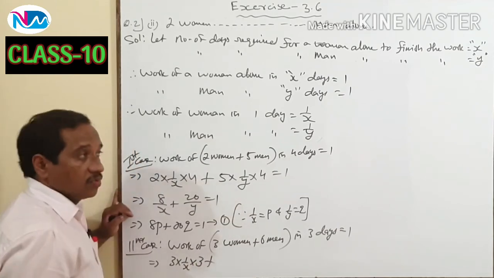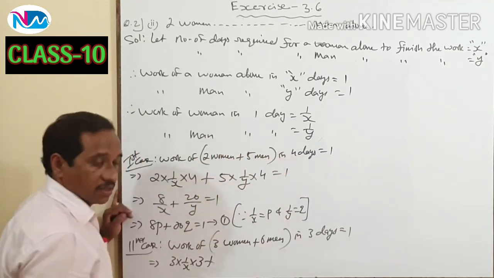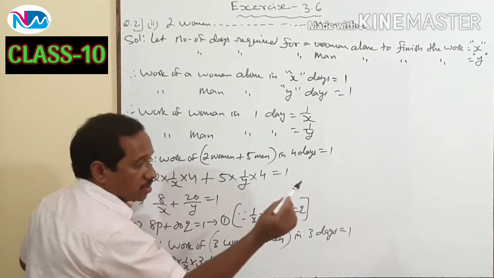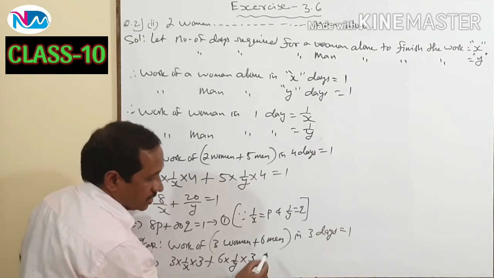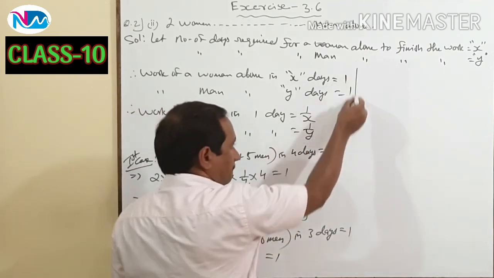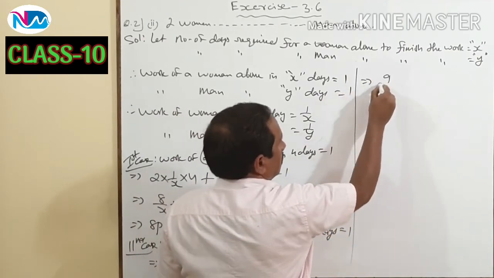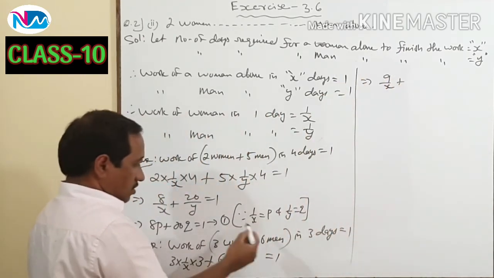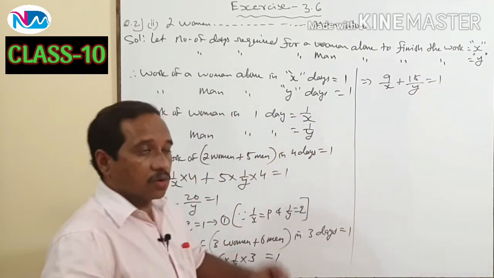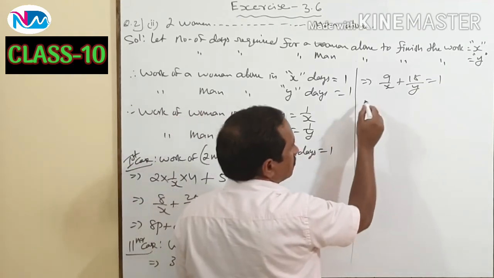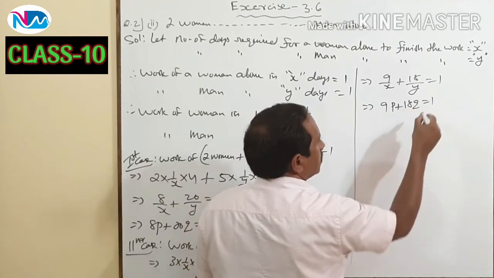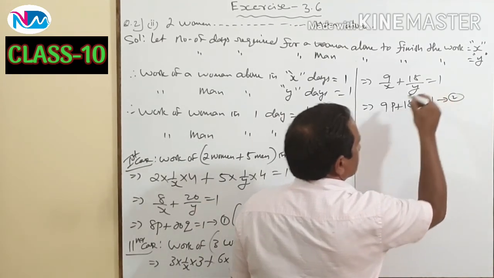Therefore, work of 6 men will be 6 into 1 by y into, for 3 days we multiply by 3, that is also equal to 1, and we get 3 into 3, 9 by x, plus 6 into 3, 18 by y, is equal to 1. Here also I give a substitution for 1 by x and 1 by y. So we get 9p plus 18q is equal to 1, which is equation number 2.